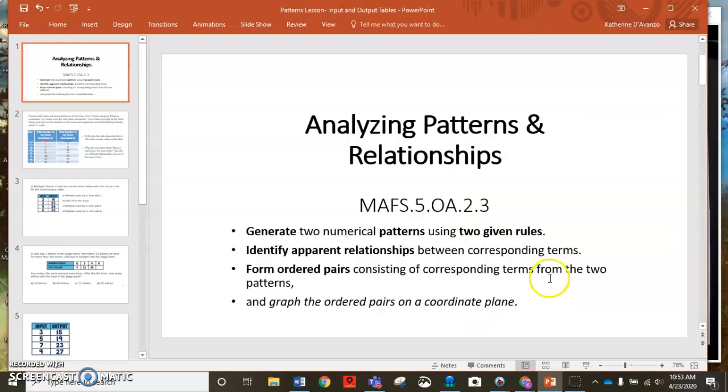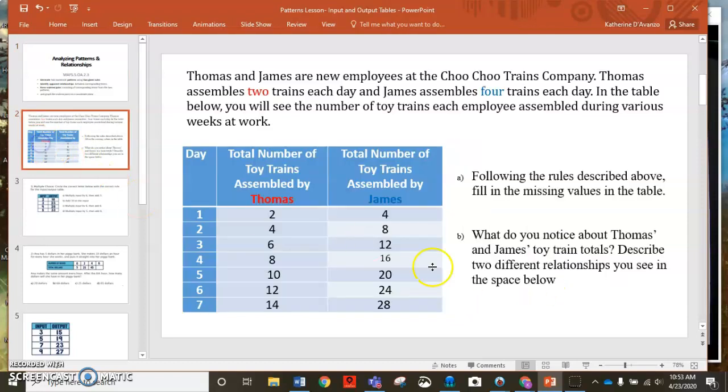So in question B, it says, what do you notice about Thomas's and James's toy train totals? Describe 2 different relationships you see in the space below. So let's talk about that. What do you notice as the relationship between the first column of numbers and the second column of numbers?